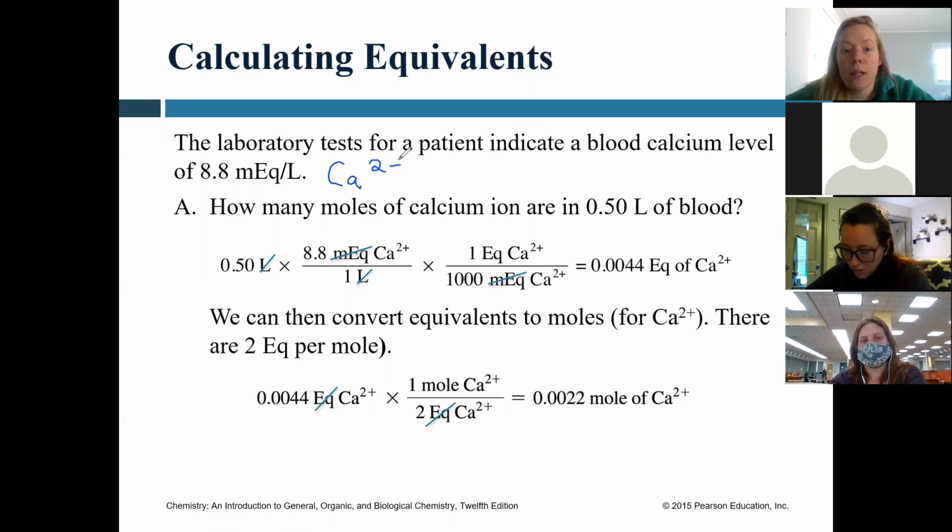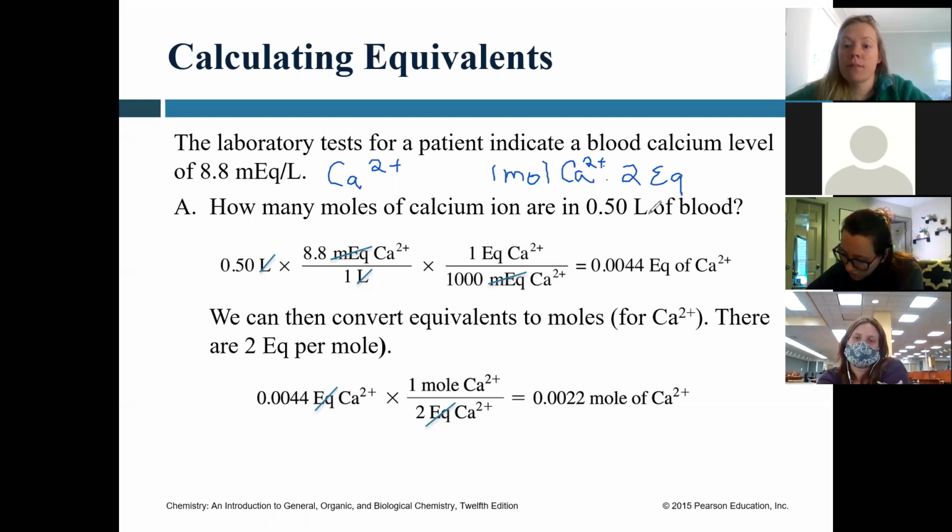So if we're dealing with calcium, calcium has a 2+ charge, right? So for every 1 mole of calcium, I should be equal to 2 equivalents, right? That's what that says. Every mole of calcium, let me put a 2+ charge there, gives me 2 equivalents. So I have that. I also have my given information, which tells me that I have 0.50 liters of blood. And then I also have this here.